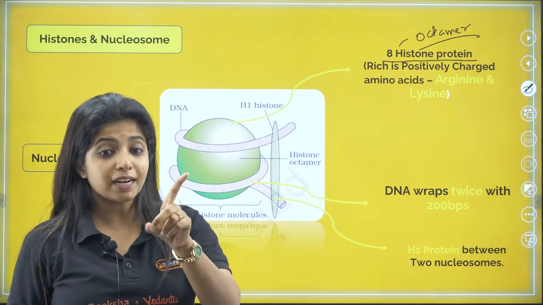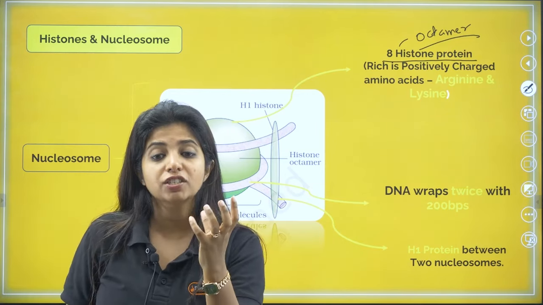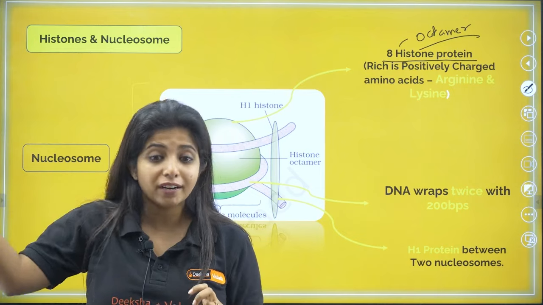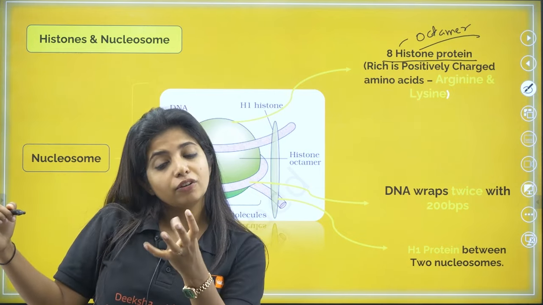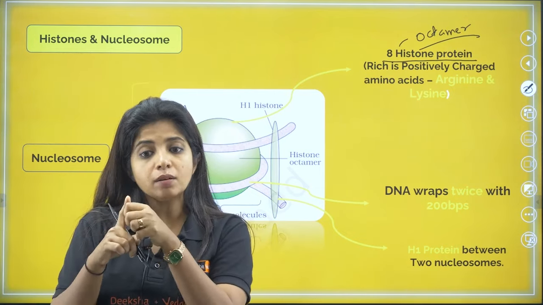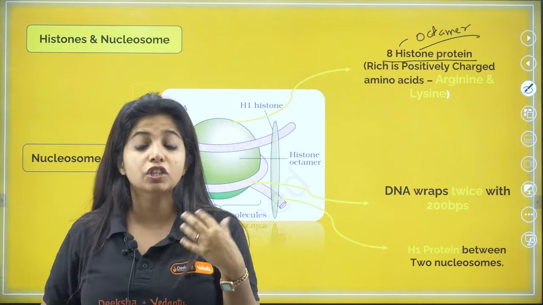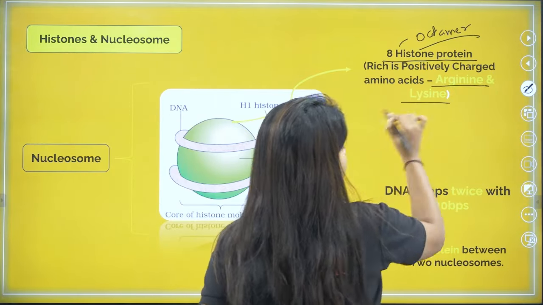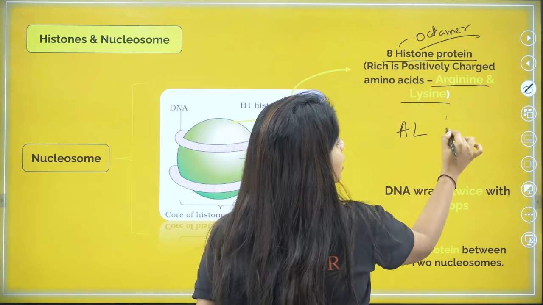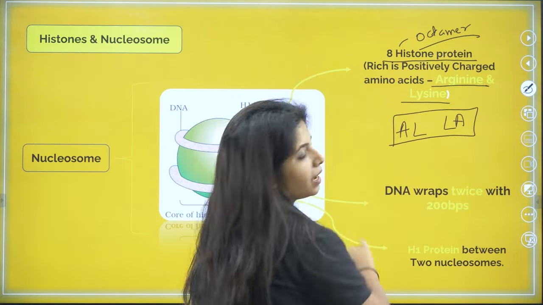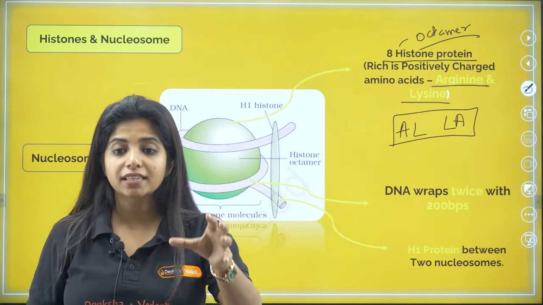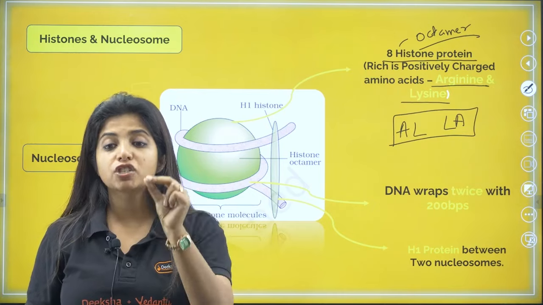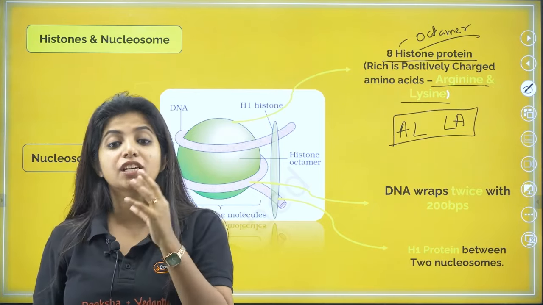My dear children, please understand, why do you need positively charged amino acids over here? DNA is negatively charged. If you give negatively charged amino acids, negative comes, it will repel. So you don't want that, which is why you need positively charged amino acids, and the names are also mentioned: arginine and lysine, AL or La. Either way you can remember it. Arginine and lysine are the 2 positively charged amino acids which are found richly in the histone proteins.